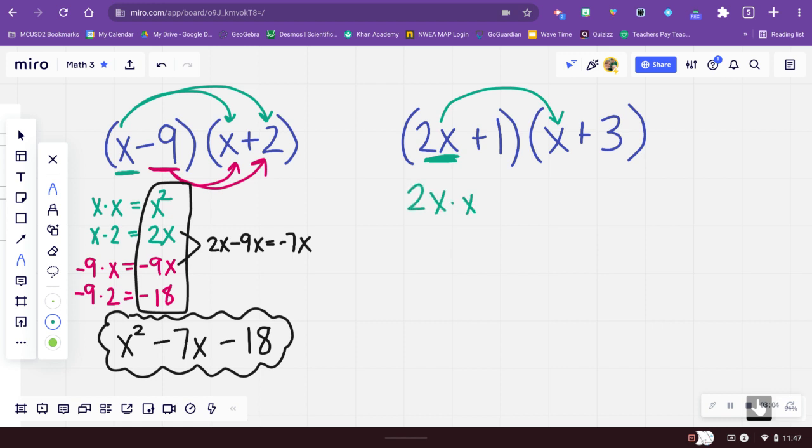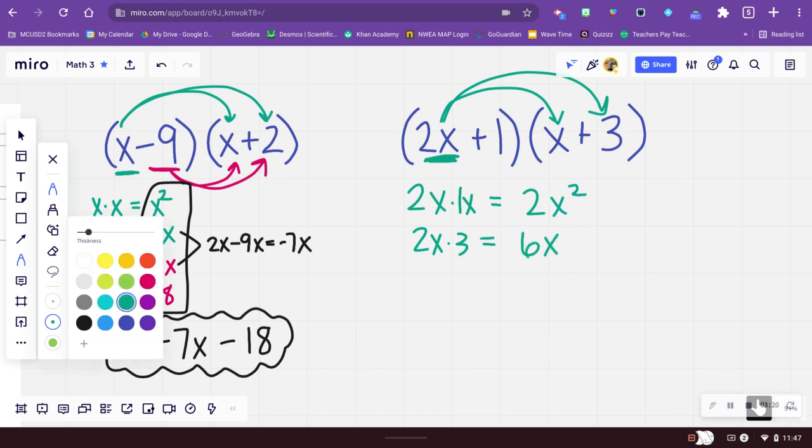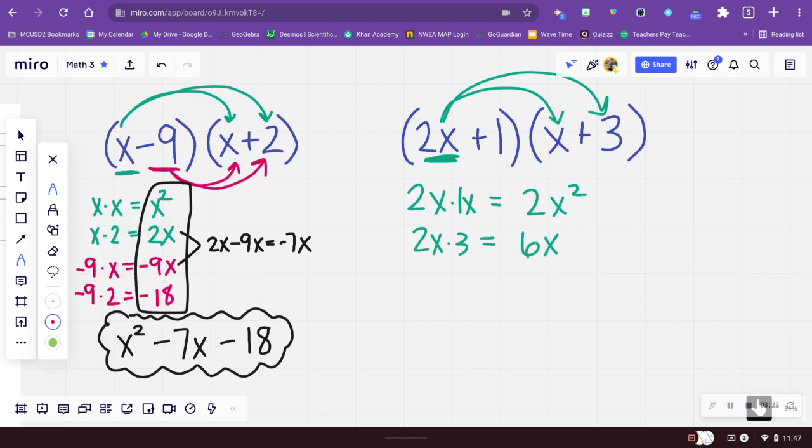So 2x times x, that's technically a 1x. So 2 times 1 is just 2, and then we have x squared. And 2x times 3 is up next. 3 times 2 is 6, and the x tags along. Done with our first step of distributing.